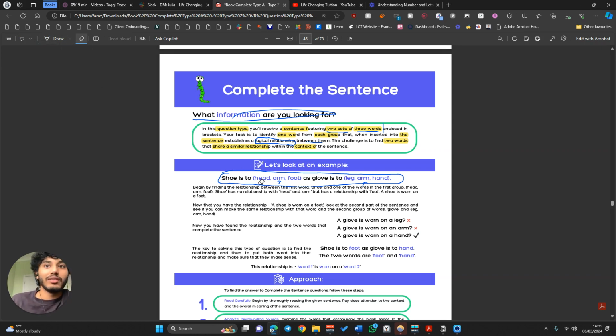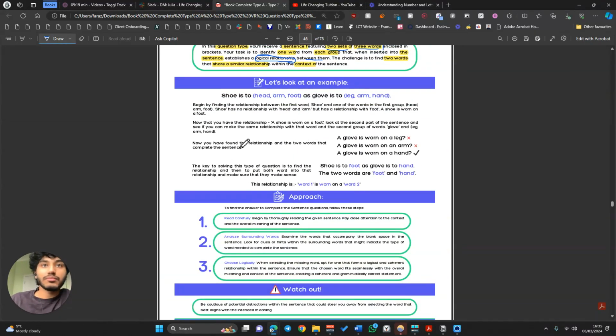So let's actually have a read of this sentence and see how they figure it out. So what they do here is, first of all, they seem to try all of these different options. A shoe has no relationship with a head, is what they say. So we can't use head, right? Shoe is to head doesn't make sense. They ask about arm. Does shoe relate to arm in any way? No. So they cross that out. But shoe is to foot. That sort of makes sense, right? Shoe and foot are quite similar, and actually your shoe goes on your foot. So there's a logical relationship there.